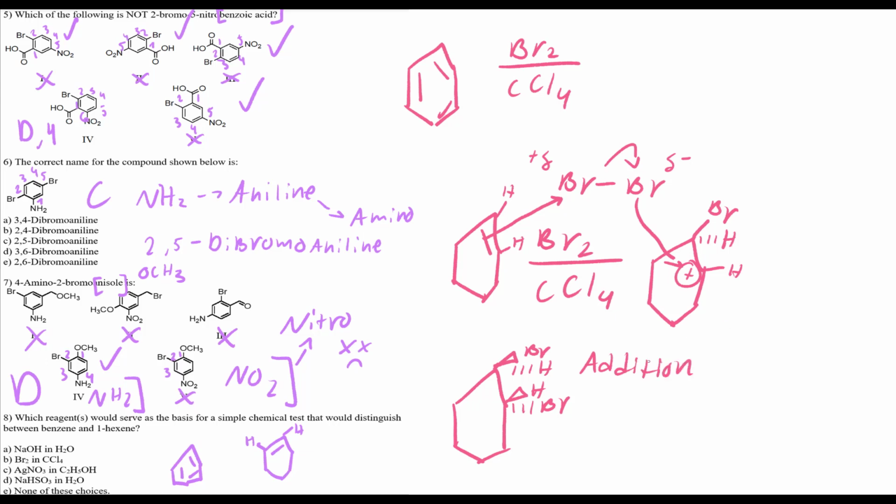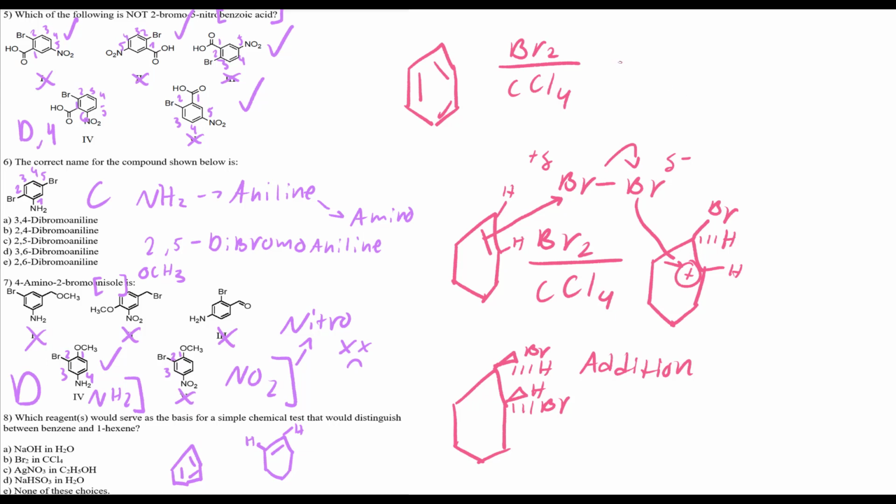Can my benzene do that? No, it can't, but my hexene can. So we can use this reaction to distinguish between compounds. In the lab, we can say, if this compound ends up being a dibromo, I know that it's not a benzene ring, because benzene rings only do substitutions, okay?